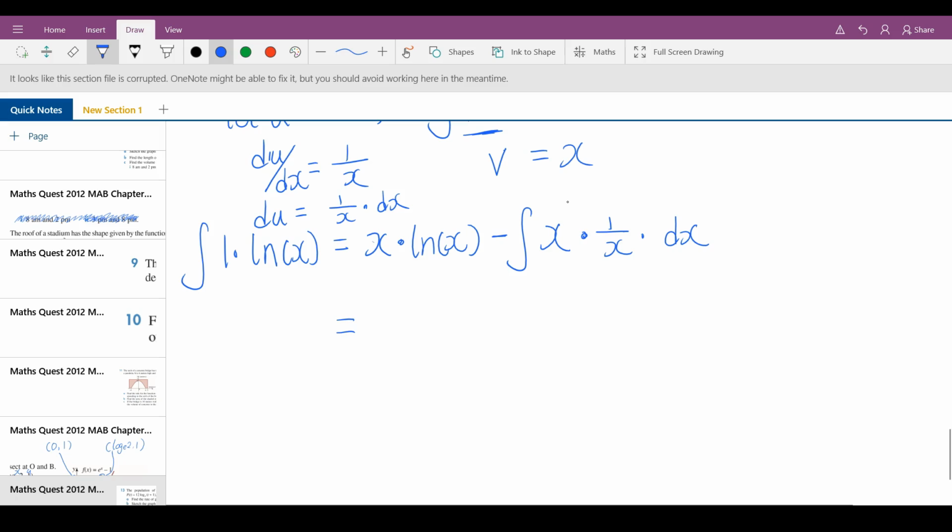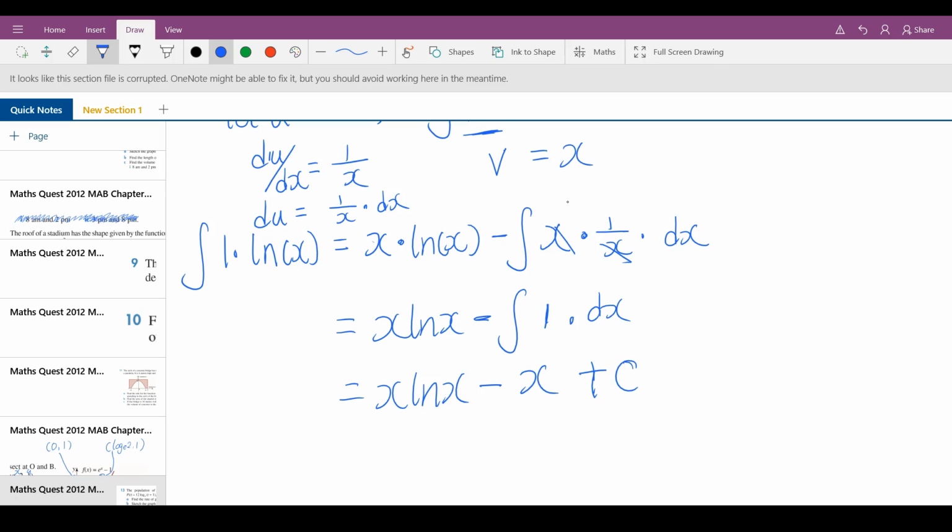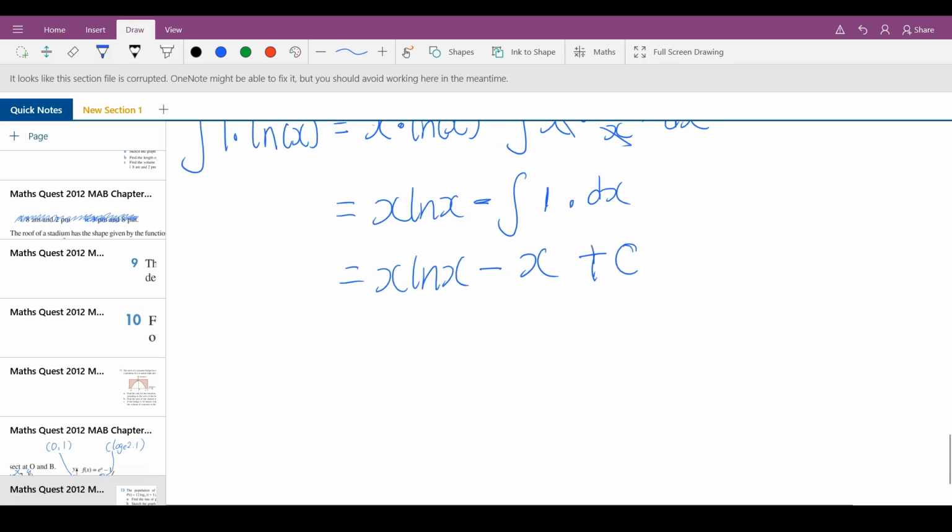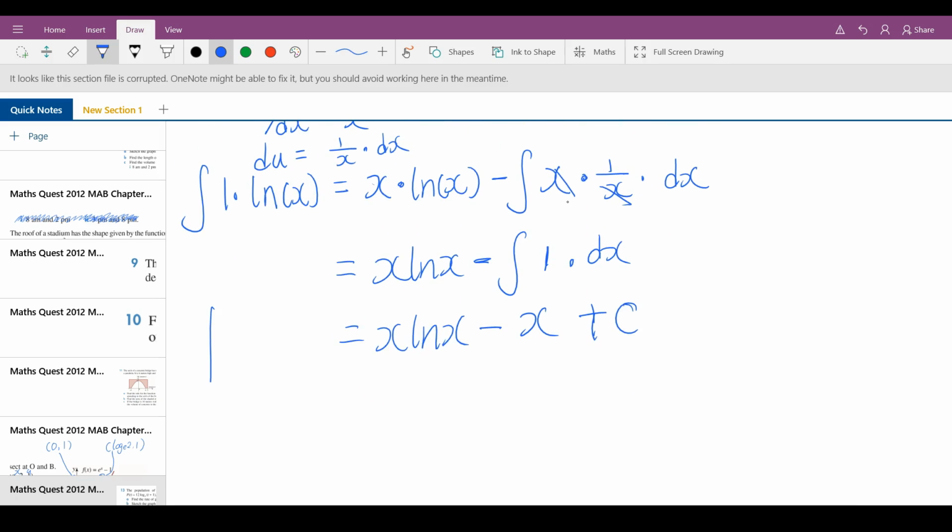And we get x ln x here, minus, now we can multiply it, and this one actually cancels out. It becomes 1 dx. And 1 dx we can certainly integrate, and that just becomes x. And then we put the big plus c at the end, the cool guys. And that's it. And that's the integral of 1 ln x, or you can call it just ln x. All right, we just found that.